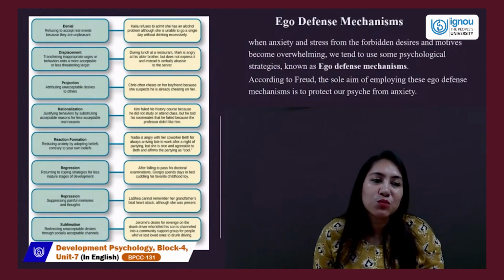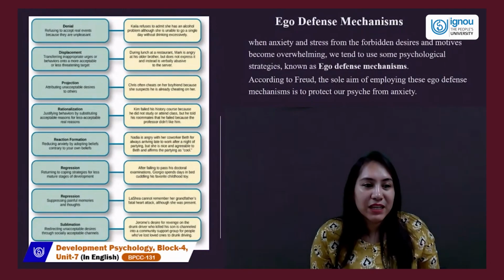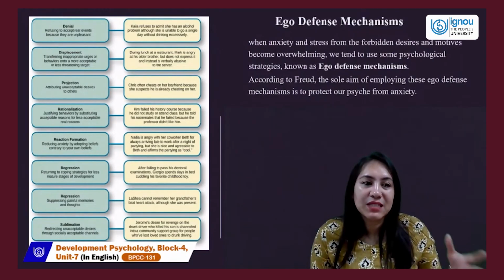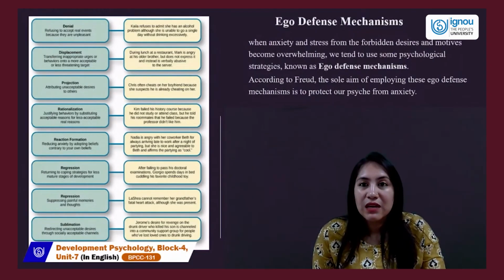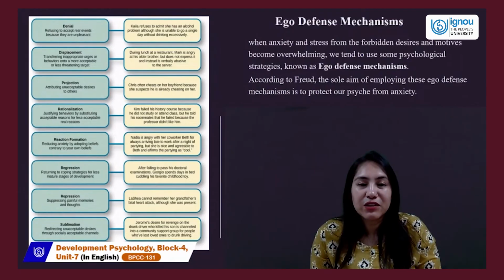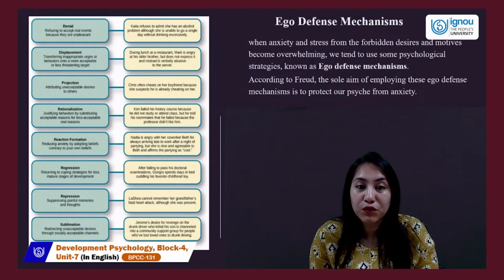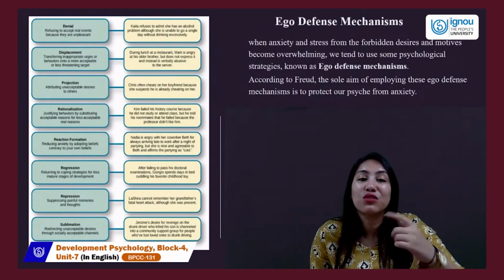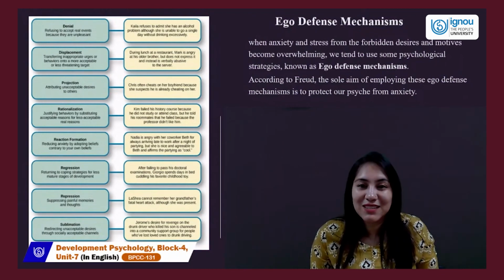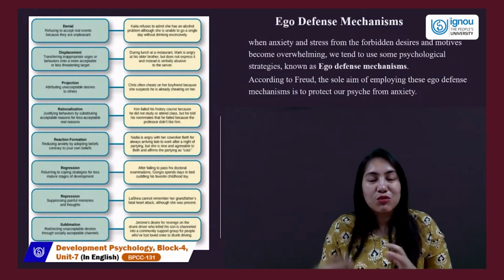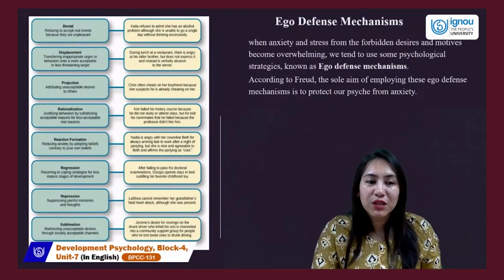Then we have projection. Projection is attributing your unacceptable desires to others. Let's take the example that is given: Chris often cheats on her boyfriend because she suspects that he is already cheating on her. This is so absurd. You project your feelings and desires onto other people.